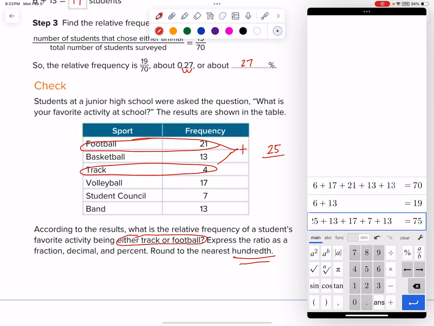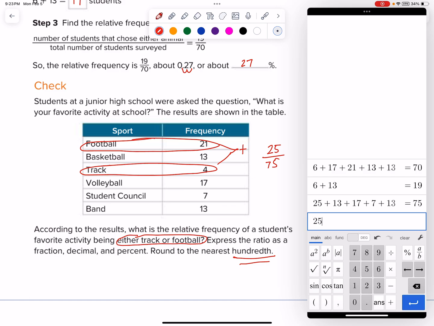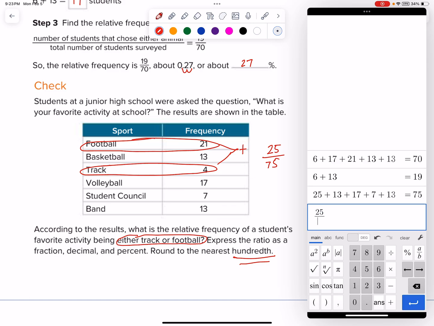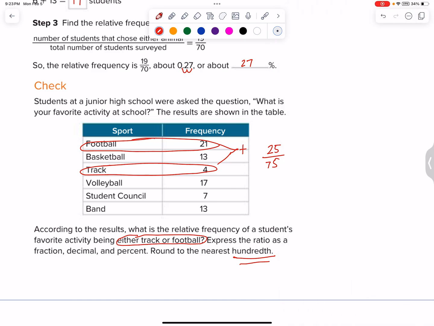And we get out of 75. Now we know we need to simplify that. So let's go ahead and in Desmos, we can just do 25 divided by 75. And we get 0.3 repeating, or 1/3. So this simplifies down to 1/3. And we know that is 0.3 repeating.